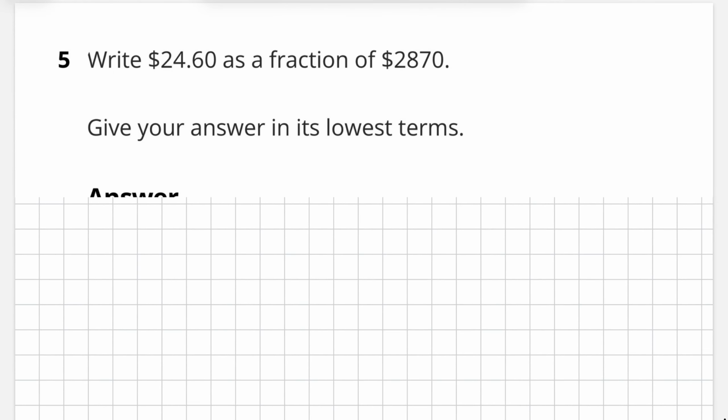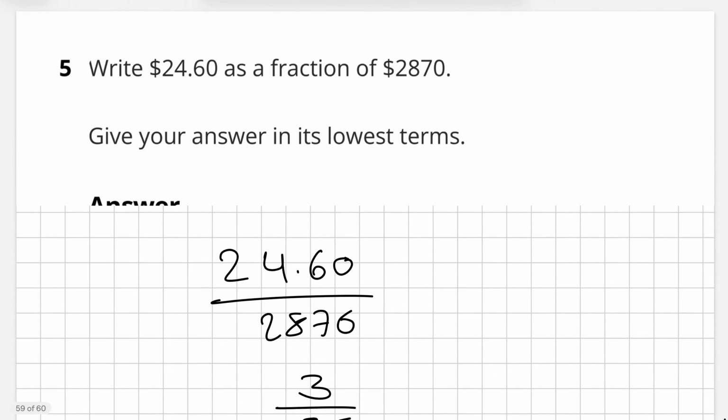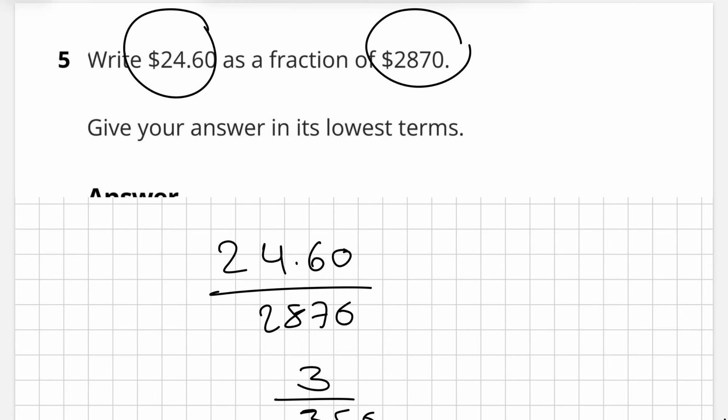Write $24.60 as a fraction of $2,870. So what are we going to be doing? Simple, easy. Since they have the same sign, which is dollars, 24.60 divided by 2,870. Write it down in your calculator. As simple as that. When you do this in your calculator, it will be simplified as 3 over 350. Simple, easy, right? Just remember that the first one is the numerator and the last one is the denominator.